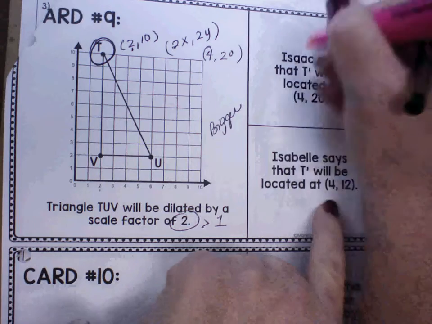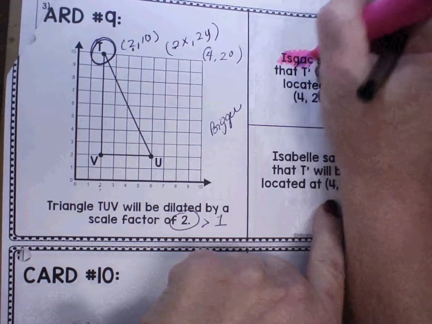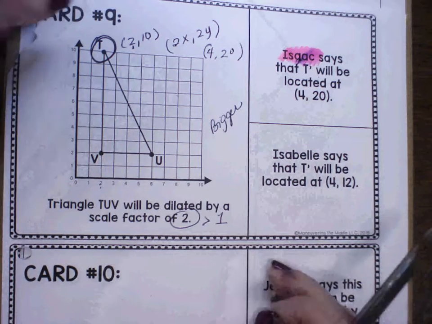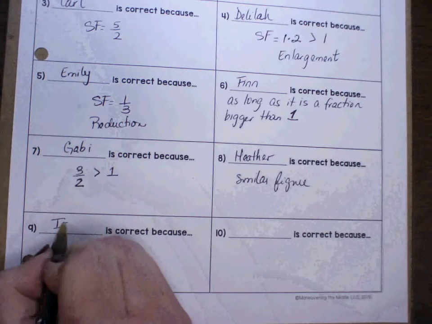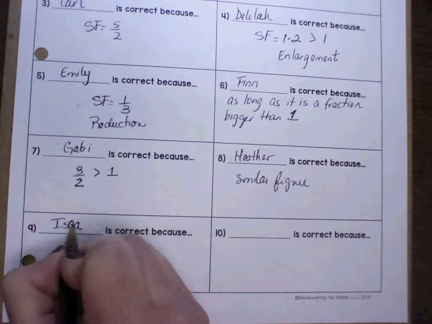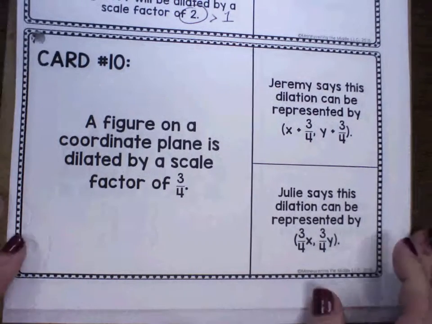I'm not even looking at Isabel. All right, so Isaac, right? Isaac. All right, let's do the last one.